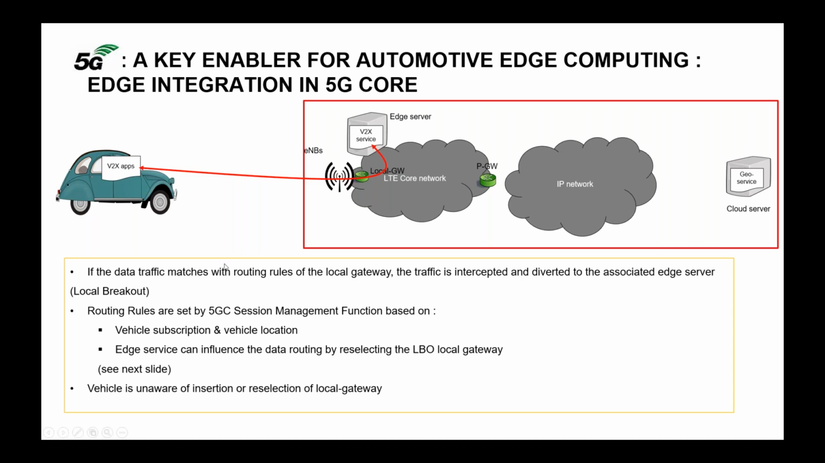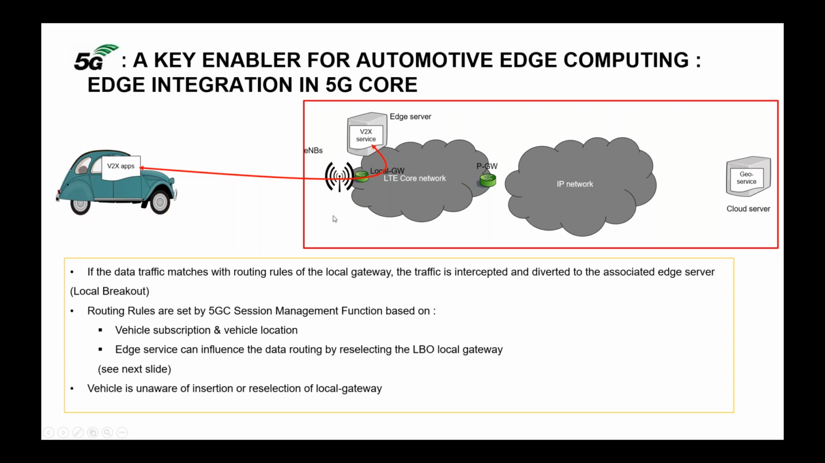So for example, the DENM message, the decentralized environmental notification message, can be intercepted by the local gateway and routed to a local server, while other types of message, like for example the collective perception message or the intention message, can go across, pass through the entire core network, the entire IP network, and can be processed on the cloud server. This is because the routing rule on 5G can be done on a per flow basis.